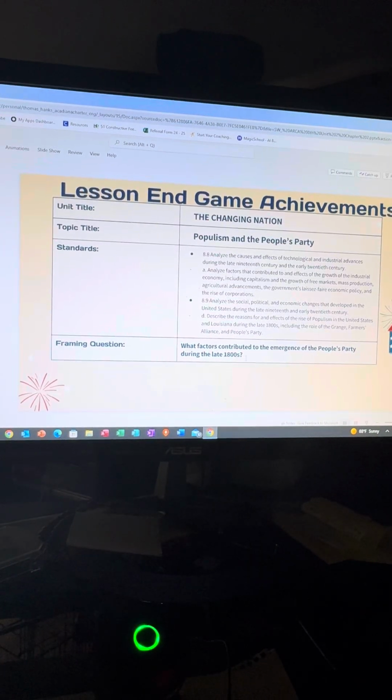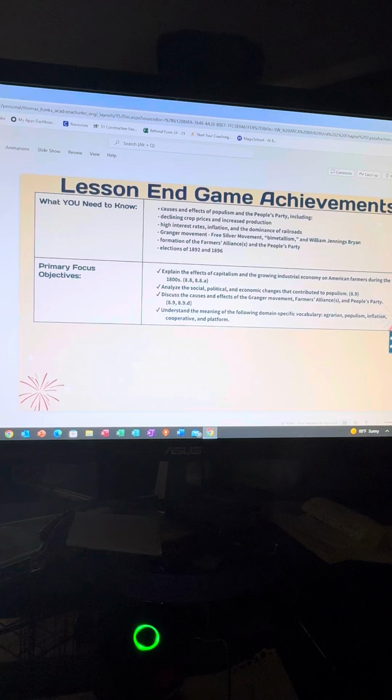And once again, our framework question, most important part of the lesson, along with the objectives. This is just a simple list of things you need to know. And once again, I've already kind of went over this, causes and effects of populism and the People's Party, including the decline in crop prices and increased production, high interest rates, inflation, and dominance of railroads, the Granger movement, the Free Silver movement, bimetallism, and William Jennings Bryan, the formation of the Farmers Alliance and the People's Party, and the elections of 1892 and 1896. We have our objectives as well that are going to play a role.